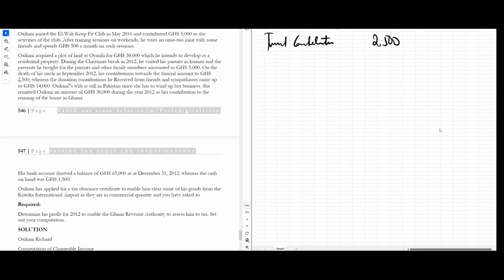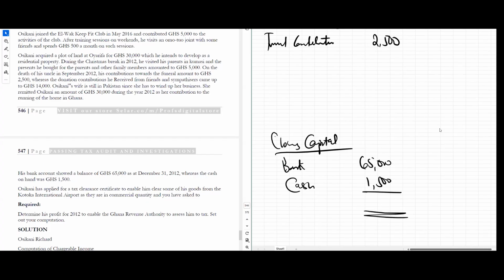So what is it telling us now? His closing capital is how much? How much is in the bank now? He has 65,000, and he also has cash of 1.5 on hand. So that means his total closing capital is 66,500, right? Okay, good.